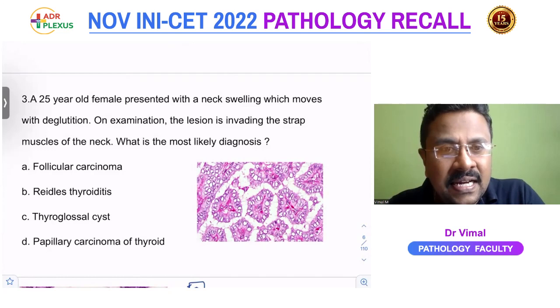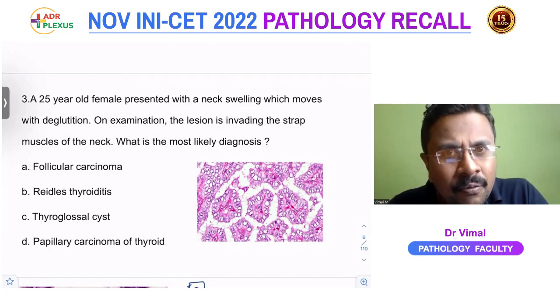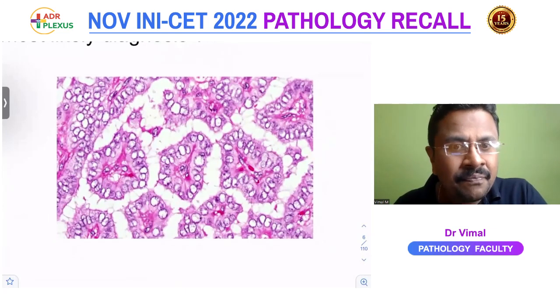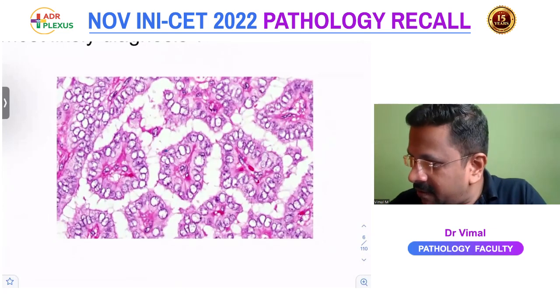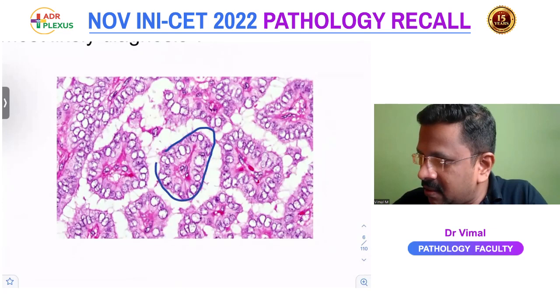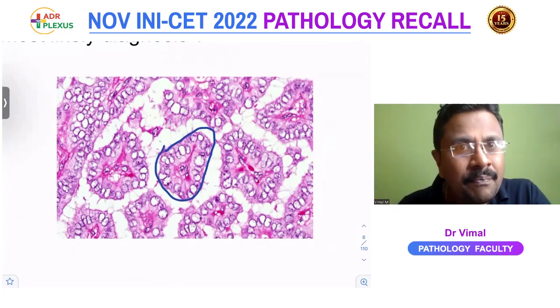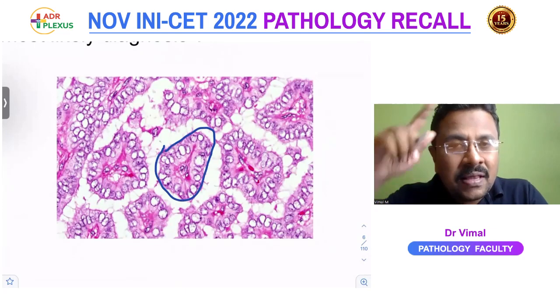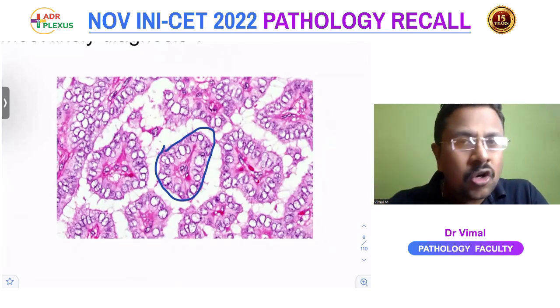So what is the most likely diagnosis? A very important point to be noted here is that an image was given for this question. You can see they gave something like a cross section, like these are all cross sections of the papillae. That is a papillary projection, a finger-like projection. These are all the papillae seen in the cross section.